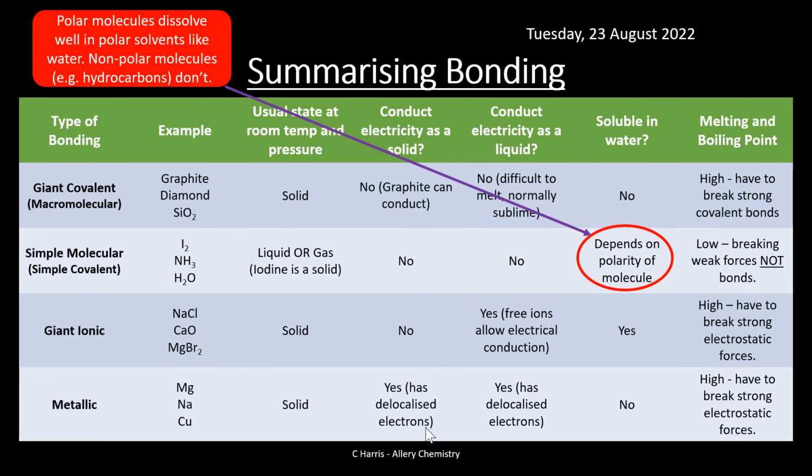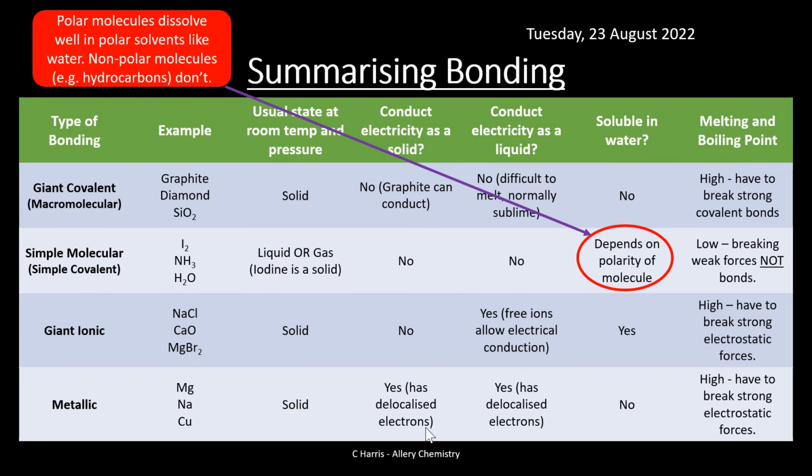And just to chuck one last bit in there, your polar molecules dissolve well in polar solvents like water, so that's really important as well. For example, ammonia will dissolve well in water, hydrocarbons don't. A classic example is cooking oil. Cooking oil is a hydrocarbon. If you put cooking oil in water, it won't mix because they're immiscible, and that's because hydrocarbons are not polar. Generally, for things to dissolve, you need polar and polar.